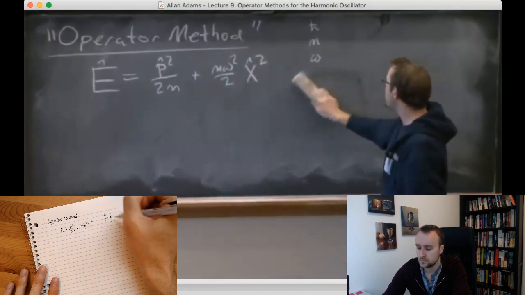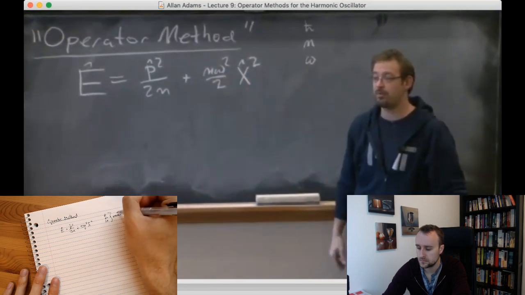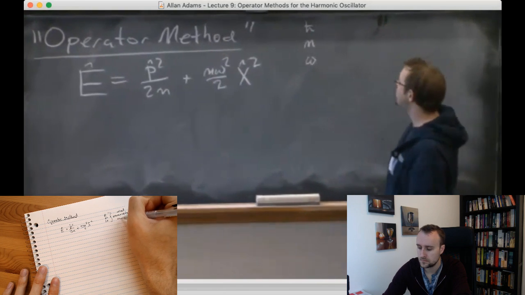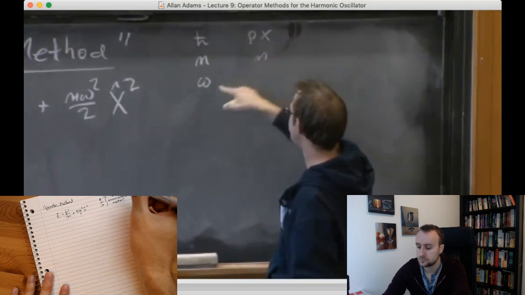What you want to know, when you do dimensional analysis, is what parameters matter for the problem. What parameters can possibly appear in the answer? And that's it. There are no other parameters in this problem. So that's a full set of parameters available to us. h bar has dimensions of momentum times length. m has dimensions of mass, and omega has dimensions of one upon time.